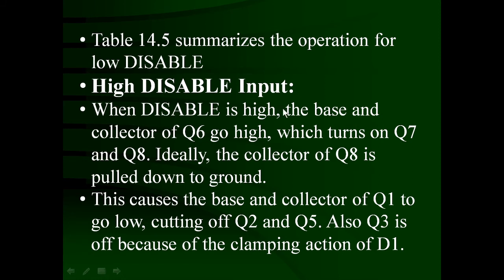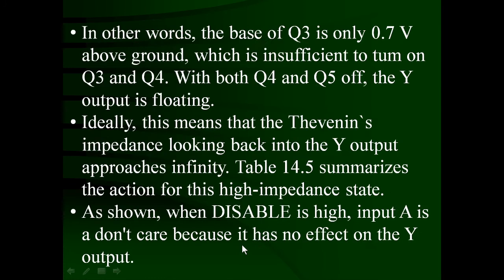Now, when the decibel input is high, the base and collector of Q4, Q6 go high, which turns on Q7 and Q8. Ideally, the collector of Q8 is pulled down to the ground. This causes the base and collector of Q1 to go low, cutting off Q2 and Q5. Also, Q3 is off because of the clamping action of diode D1.